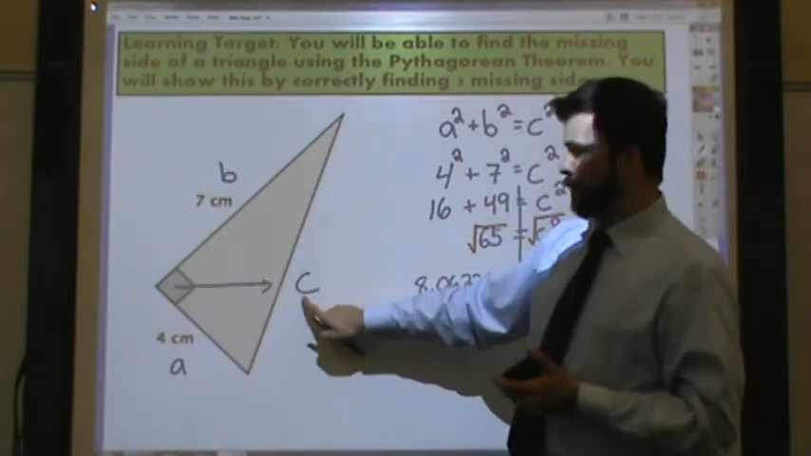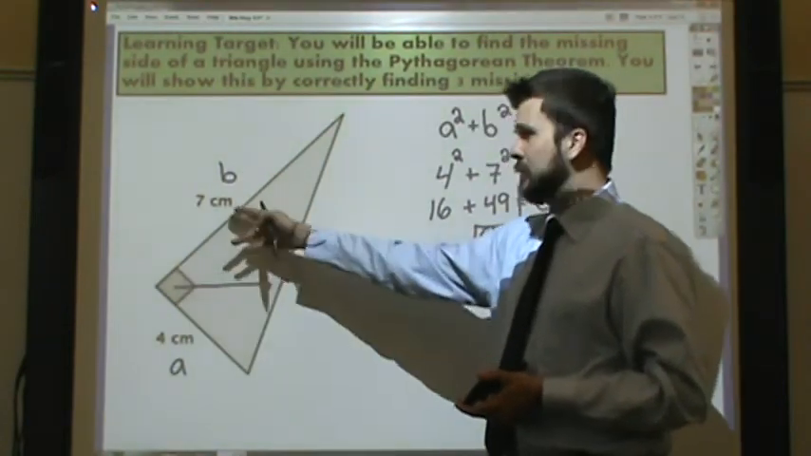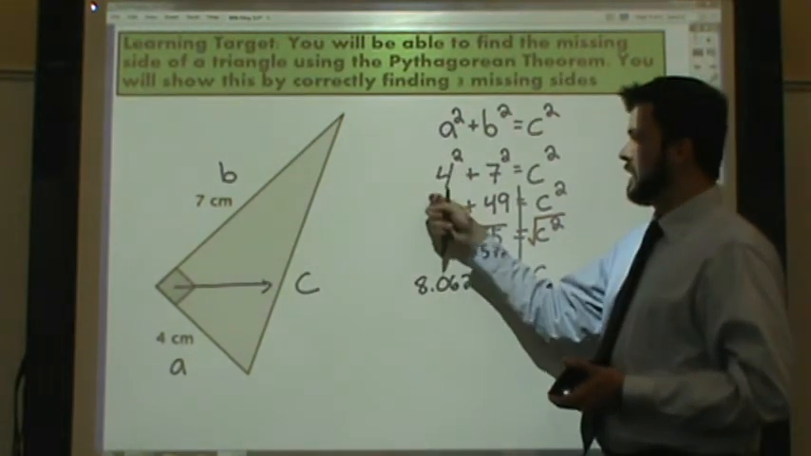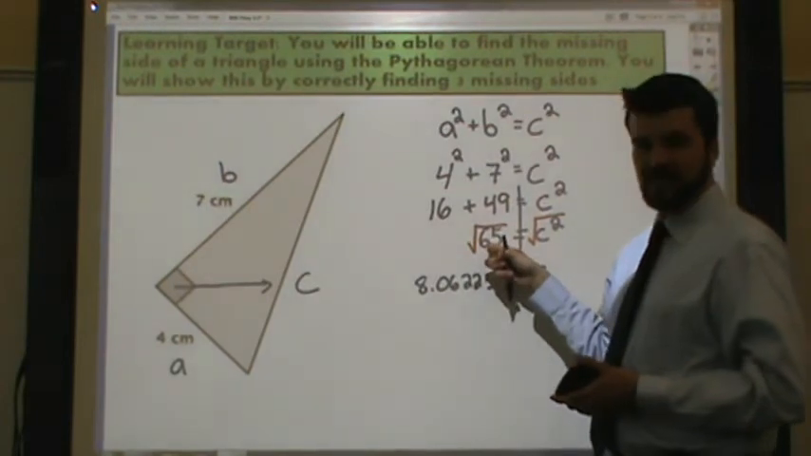The one we're looking for is the C. We had the A and the B, and again, it doesn't matter if you call the 7 the A and the 4 the B, that's fine. So we get 4 squared is 16, 7 squared is 49. When you add them together, you get 65.